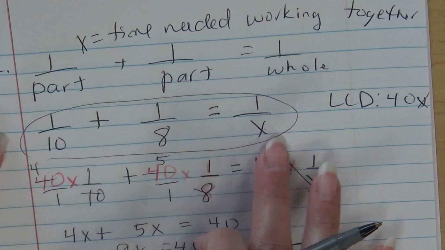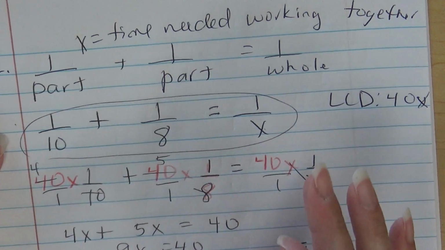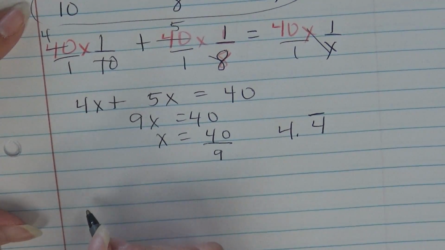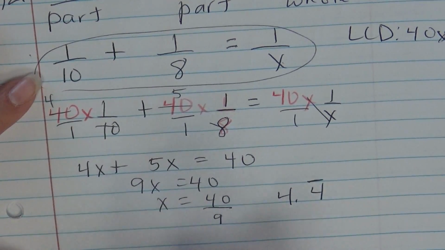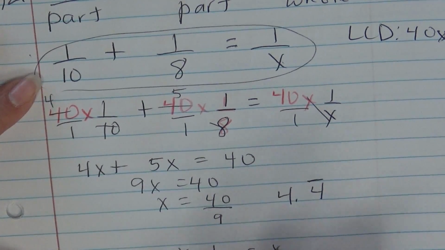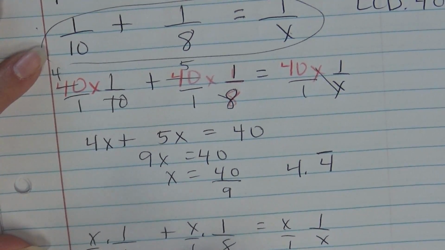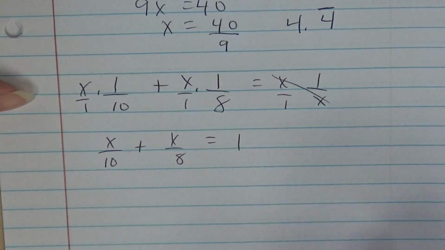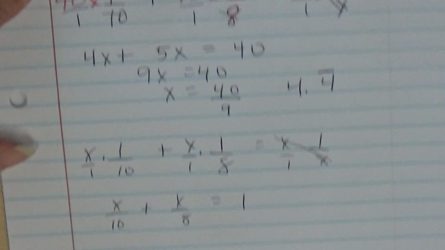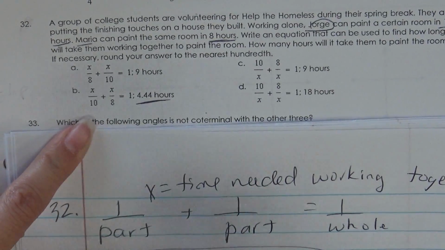If I multiply both sides of this by x, just multiply the left side by x, multiply the right side by x, what would that be? Let's come down here and do that. So I would do x times 1/10 plus x times 1/8 equals x times 1 over x. Okay, so x over 10 plus x over 8 equals, and then here my x's cancel and I'm left with 1. So this is the equation that they gave, and it's the same as ours. So it's that one as B.